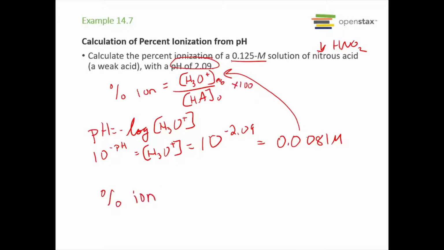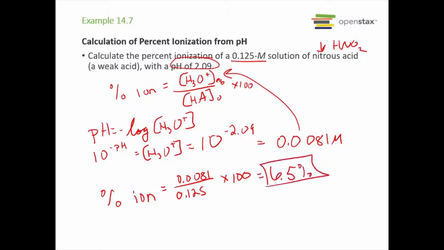So now we have our H3O concentration, and we were given our starting acid concentration. So our percent ionization now is 0.0081 divided by 0.125 times 100. And we get 6.5%. Don't forget that times 100.